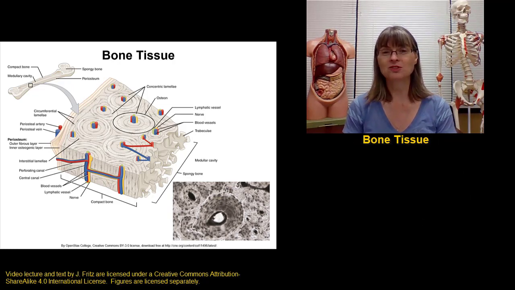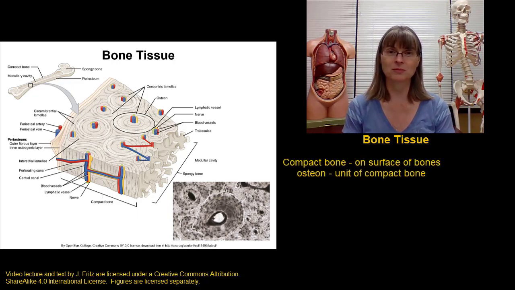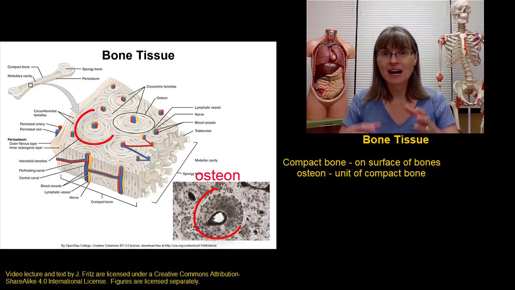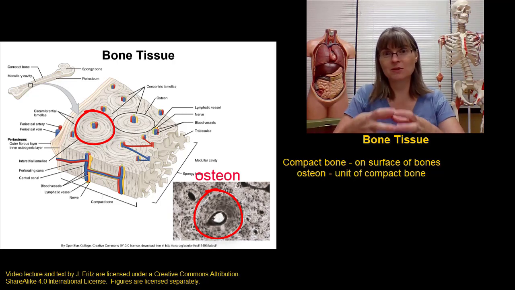We talked about bone tissue in the histology section, but I'd like to review that and go into a little bit more depth now. There are two types of bone tissue, compact bone and spongy bone. What's shown here is compact bone. Remember that bone is created in units called osteons, and an osteon is one of these circular units that we see in bone tissue.